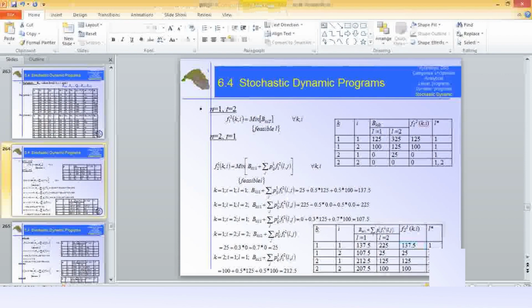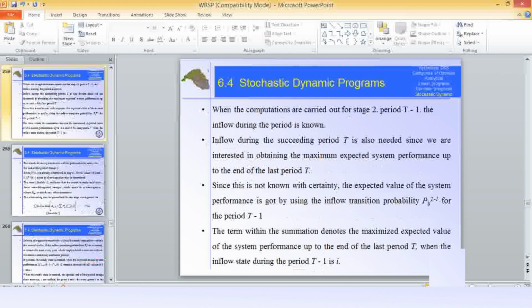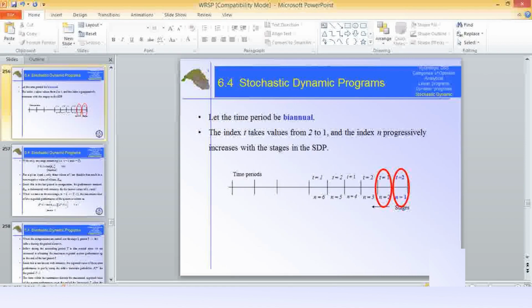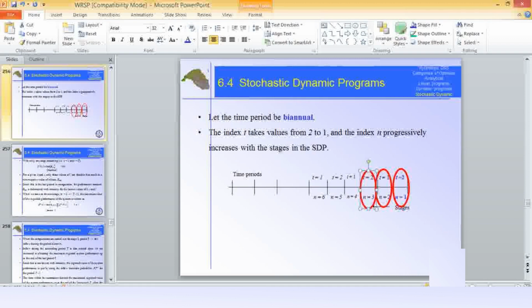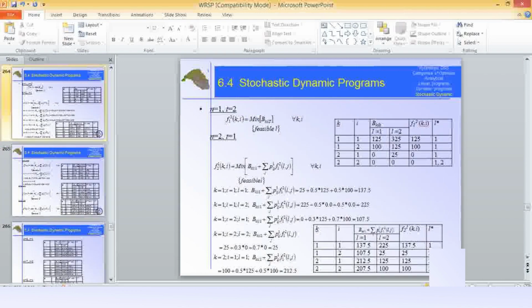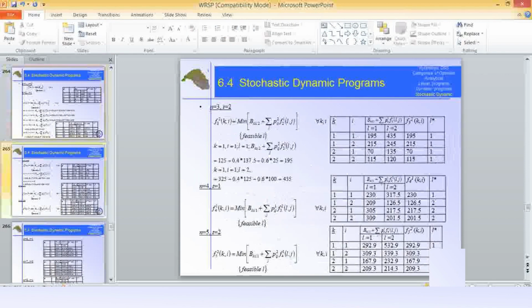Once you finish stage 2 and period 1, we continue with the next stage, which is stage 3, but the period is 2, because the period progressively goes 1, 2, 1, 2. So T is 2 and N is 3. The stage progressively increases, whereas the period goes 1, 2, 1, 2. It's a two period problem, right? Earlier, we did it for T equal to 1 and N equal to 2. Next, we are going to do it for T equal to 2 and N equal to 3.